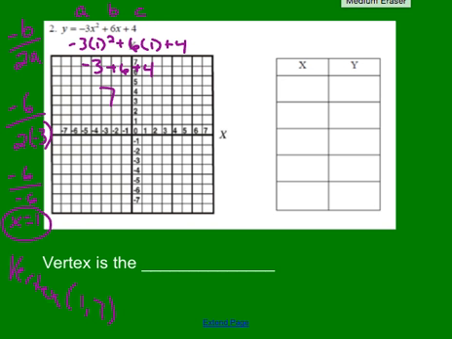Alright, I'm going to get rid of this right here. Pause it real quick. I'm getting rid of this. Boom. So here's my work. Vertex 1, 7. So, here's what I do. I go to my table, and in the middle, I'm going to put 1 and 7.